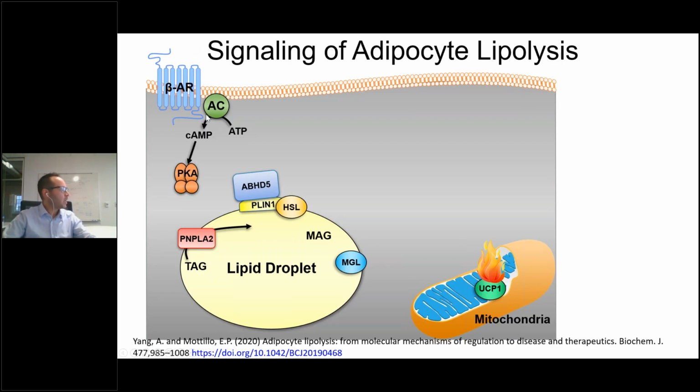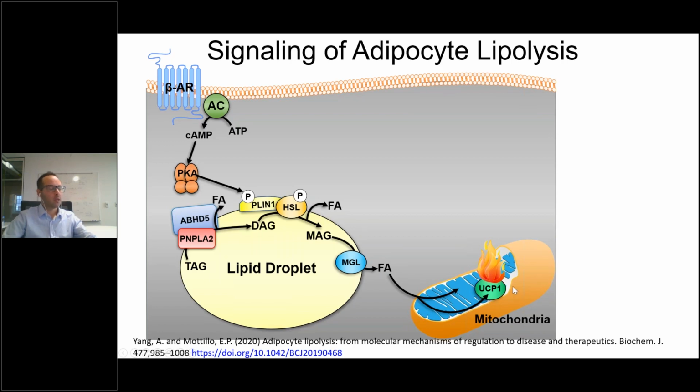However, upon stimulation of receptors such as the beta-adrenergic receptors, which is important in stimulating thermogenesis in brown fat cells, this leads to phosphorylation of various proteins, which allows a release of ABHD5 from perilipin 1 to bind to and greatly stimulate the activity of PNPLA2, where now we can fully activate this lipolysis process, where now these fatty acids can be oxidized within mitochondria and act as a ligand for UCP1 to promote thermogenesis.